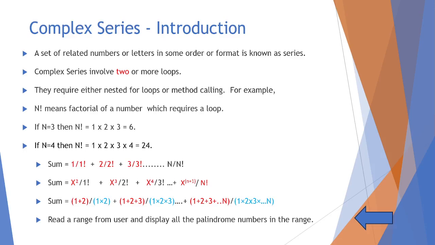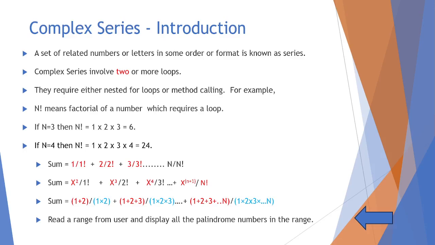Then 1 plus 2 upon 1 multiplied by 2. This is the first term. Second term 1 plus 2 plus 3 upon factorial of 3. So here for addition of the terms we have an outer for loop and two individual loops. One is adding the part of a term upon factorial of that particular subterm.